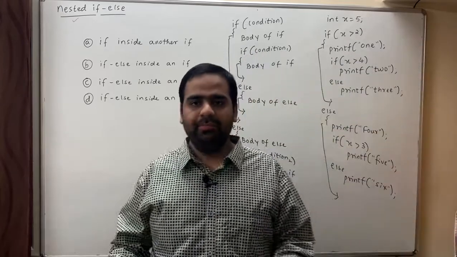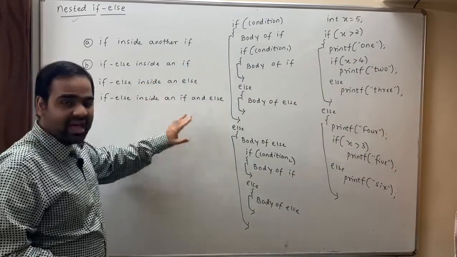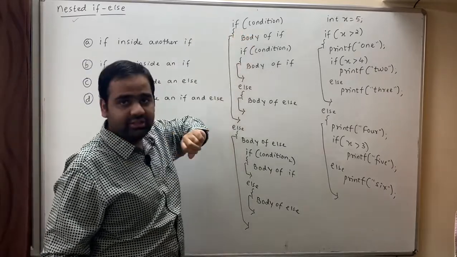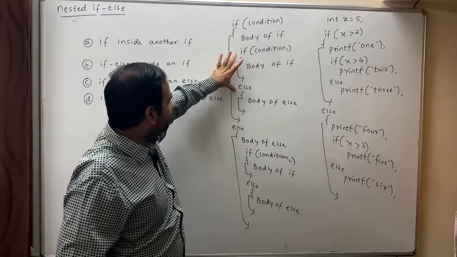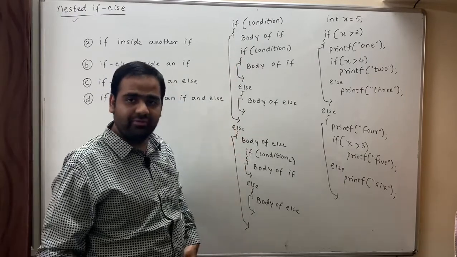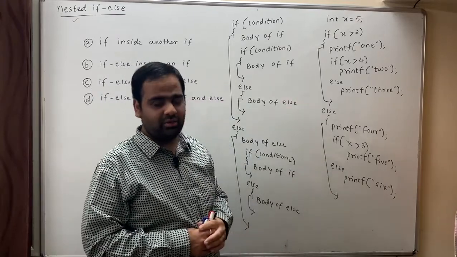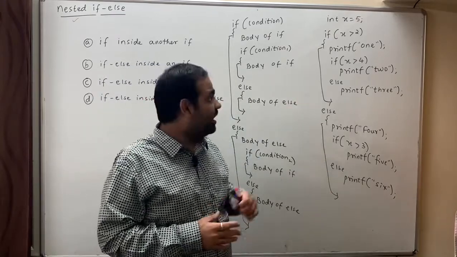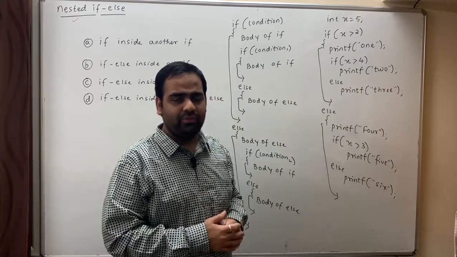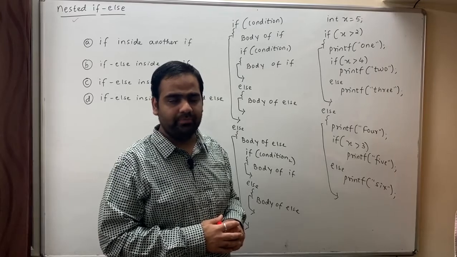Let us see the last case, that is if else inside an if as well as else. Now this is the general syntax. We write the condition, and in the body of if we have if else as well, and in the body of else again we have if else. Now let's take an example and see how it works. Before I say the output of this particular question, I want you to pause the video and try it yourself before we display the answer.